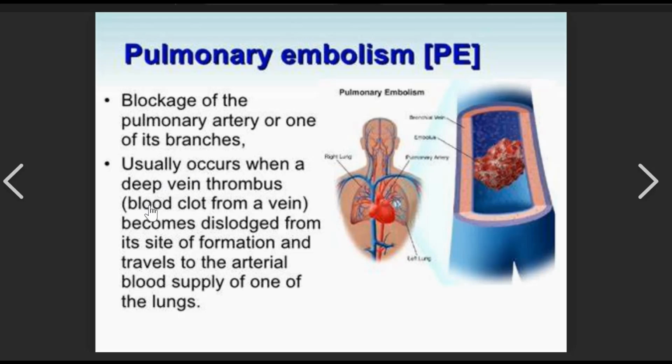And usually it's caused by DVT, that is deep vein thrombus. Thrombus means blood clot, so it's caused by a blood clot.